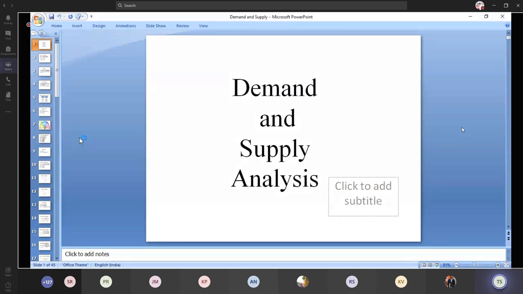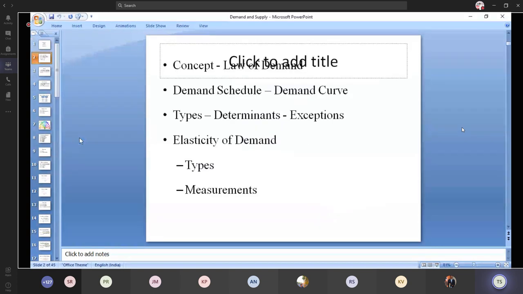These are the things we are going to discuss in this demand analysis: the concept of demand, the law of demand, demand schedule, demand curve, types of demand, the determinants, the factors which determine the demand, and the exceptions. One more concept is elasticity of demand, that is how the demand changes due to other factors; there are several types of it and ways to measure the elasticity of demand. The same applies to supply analysis too.